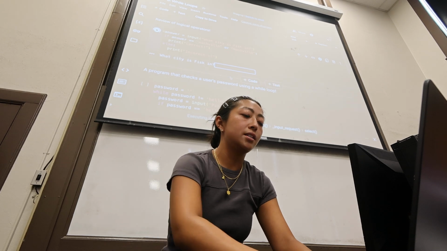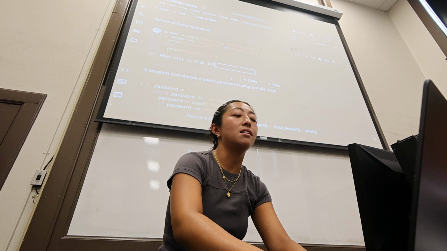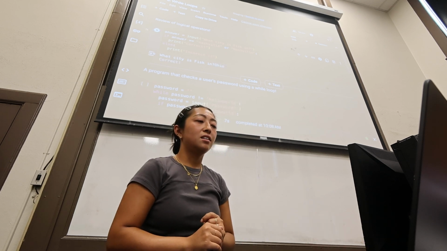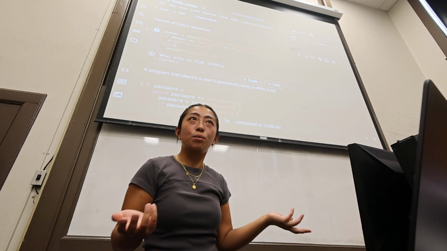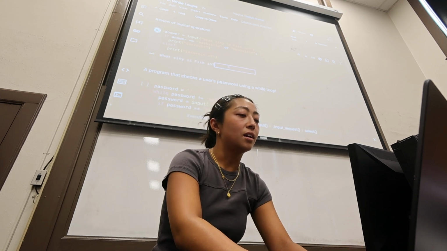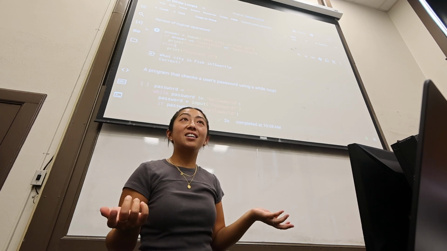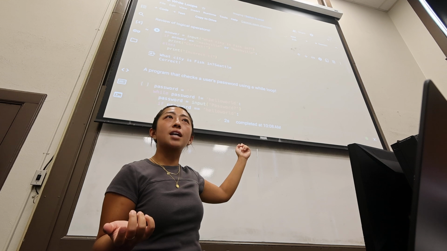Let's make sure I test the edge case of it being incorrect. Let's say I think it's in Ohio. Oh, well, it looks like it told me correct, right? That doesn't seem right. Let me try another one. Seattle. Oh, it's still correct, right? Who can explain to me why that's happening?